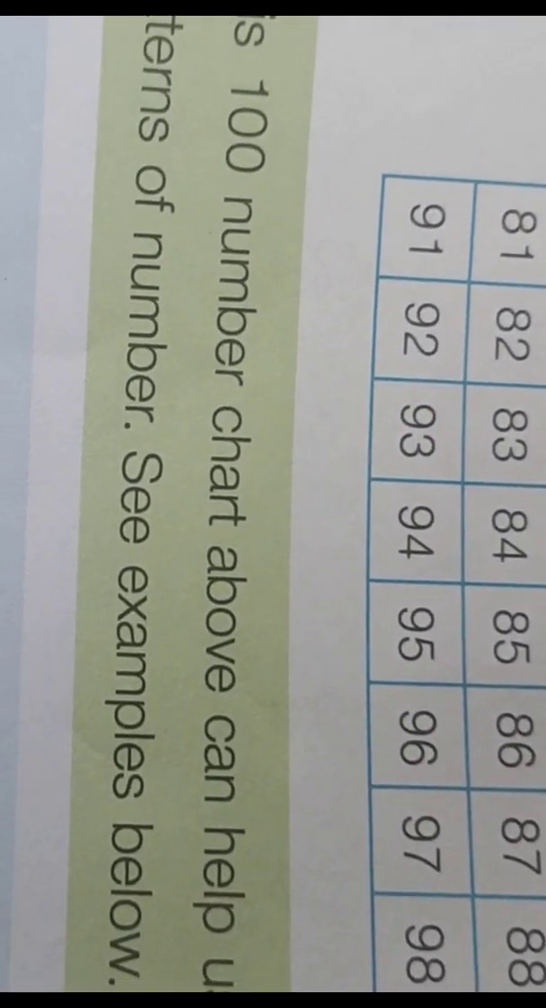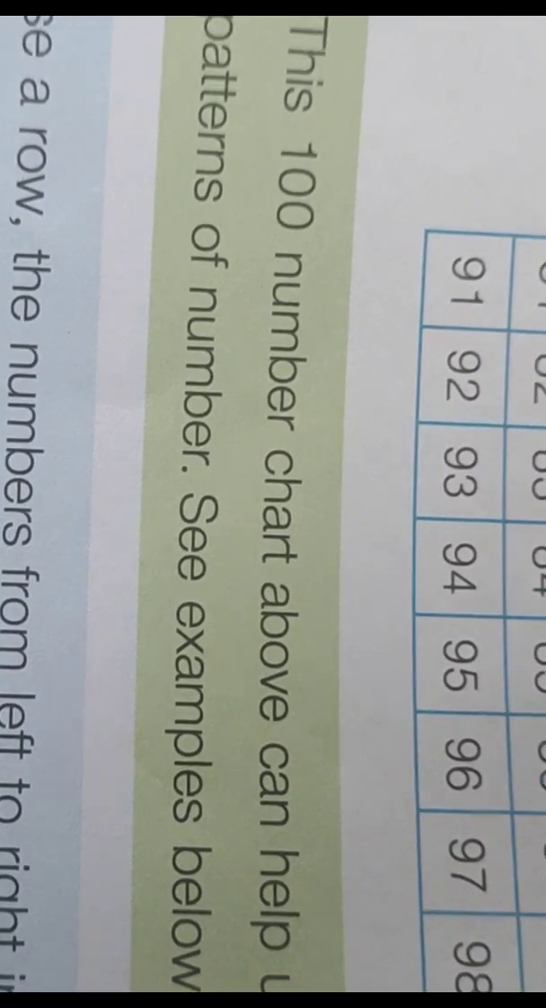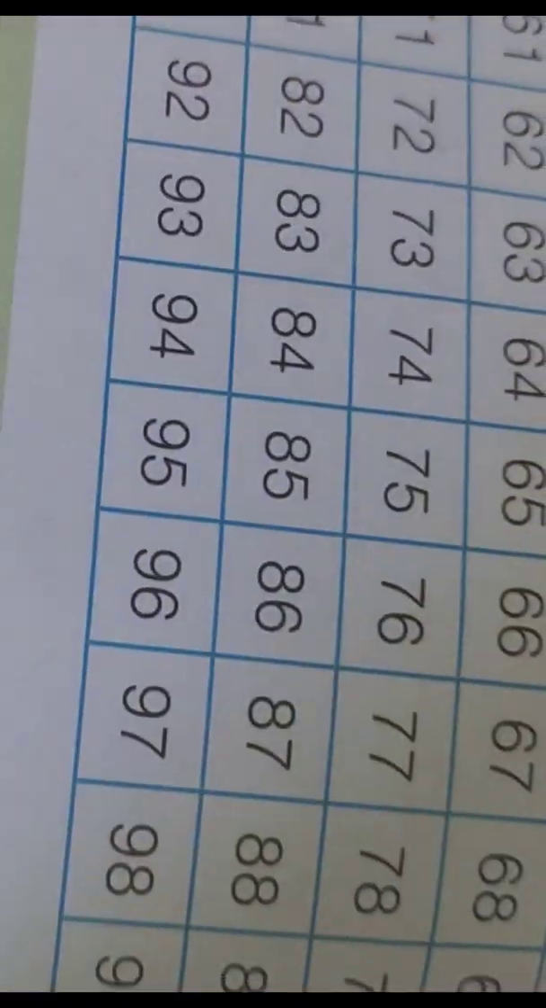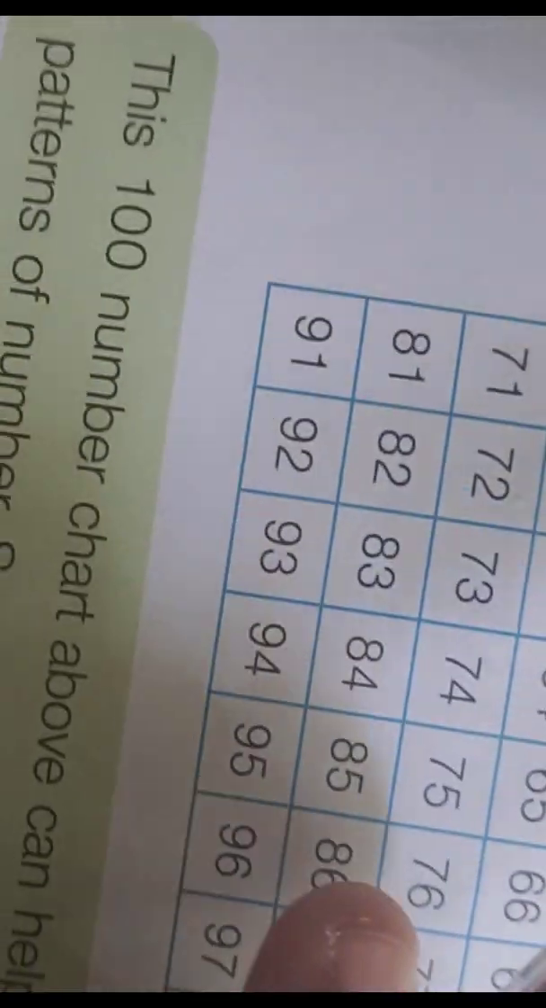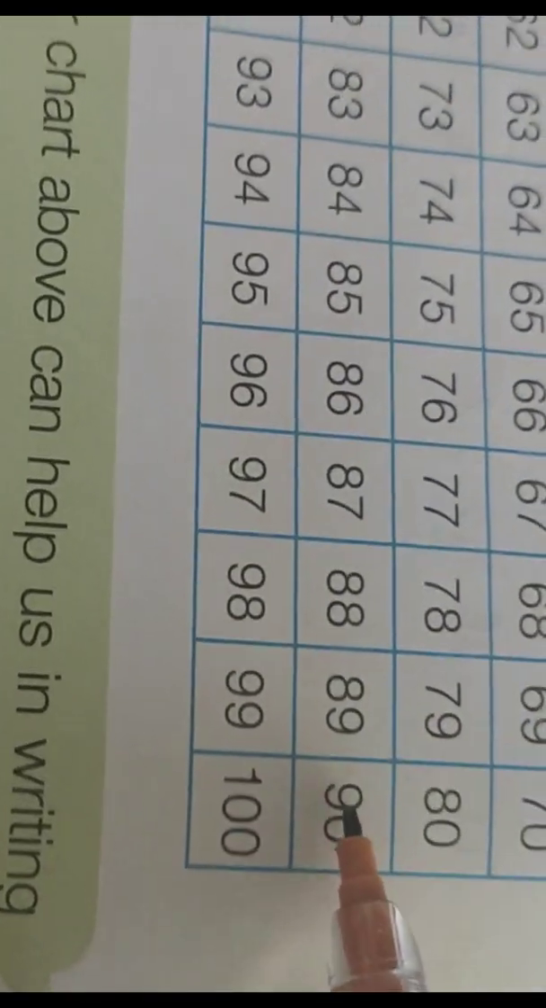And in the second one, they say choose a column. The numbers from bottom to top decrease by 10s. So the columns are verticals like this. This is what you call columns. So increase, it means you have to add. Decrease, it means you have to subtract.